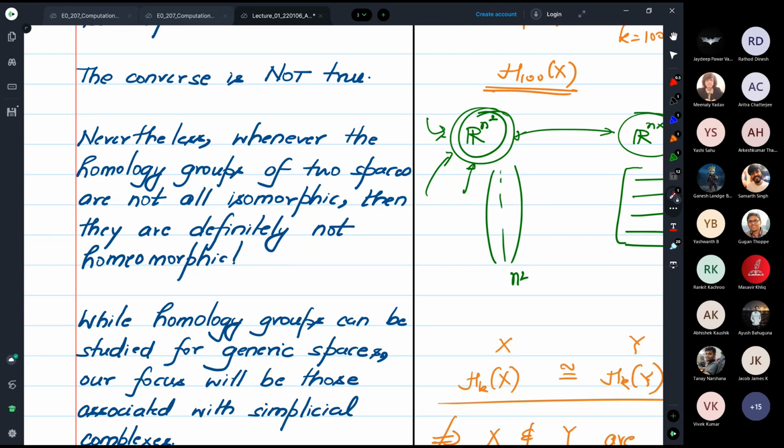Okay, Agnit, can you go ahead and ask your question? I was just saying that compactness is another property that doesn't hold there. That is true. Thanks for reminding me that.